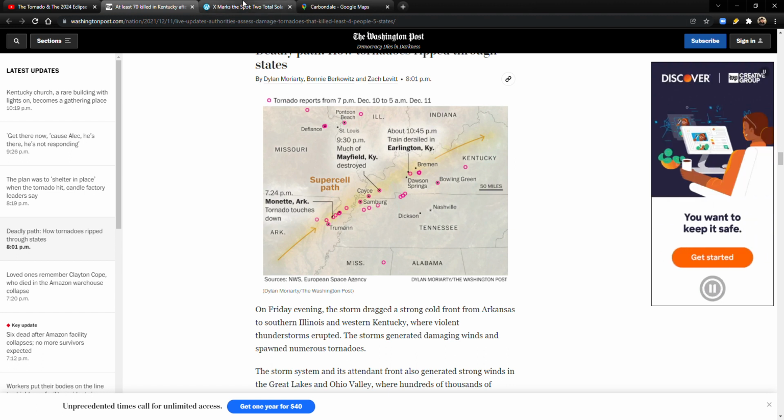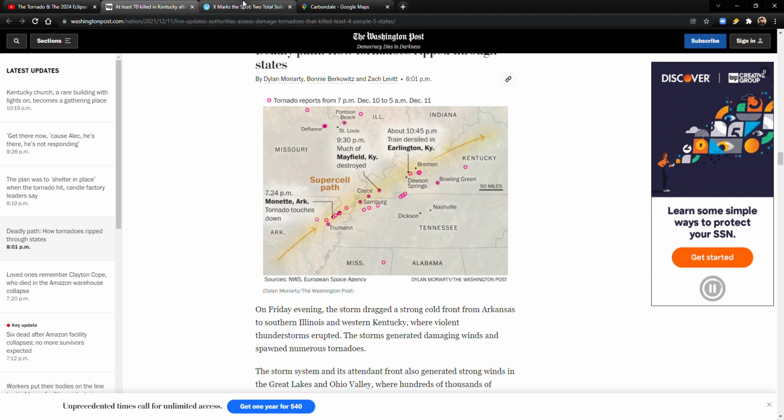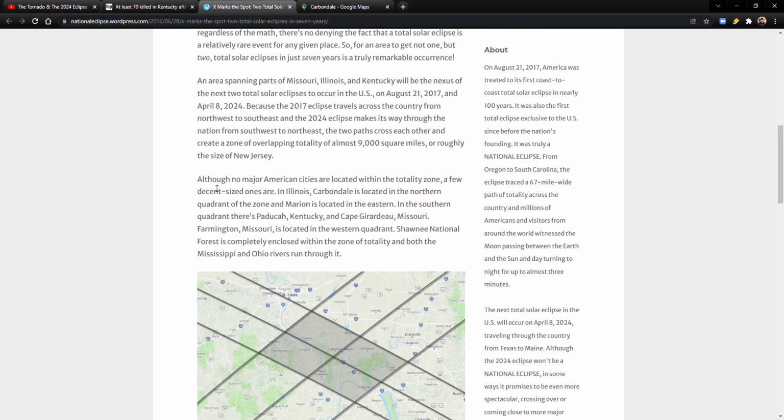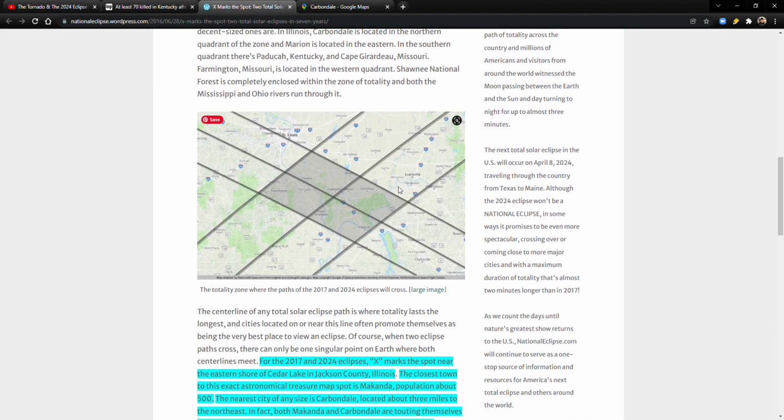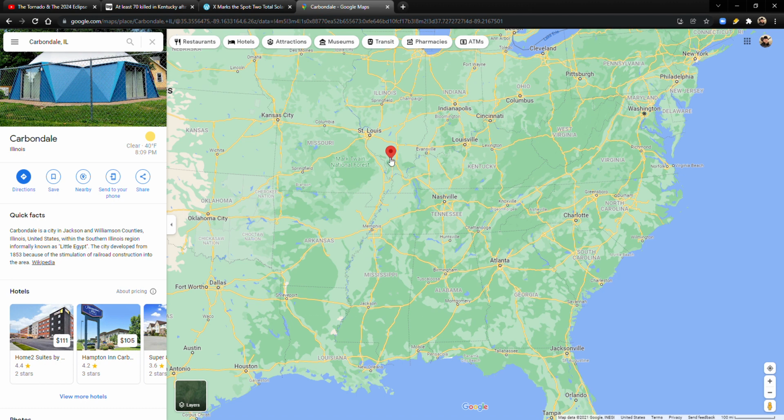Now, the other thing that I thought about afterwards was this. You have the cross of the 2017 eclipse and the 2024 eclipse, they cross right here, pretty close to Carbondale, Illinois. That's where the center is actually in Illinois. So let's go to this map here, and here I have it right here on the map.